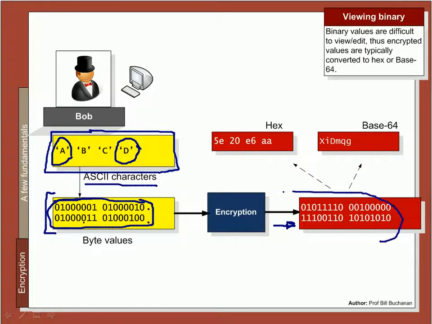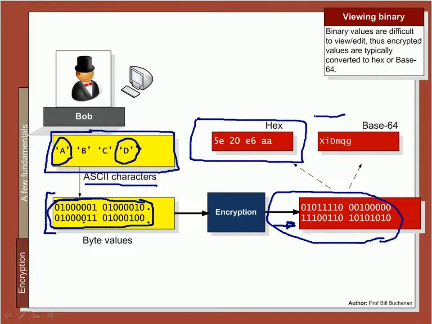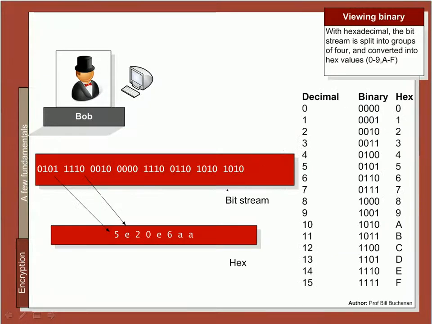It is very difficult for humans to actually be able to view ones and zeros, so we typically view it in terms of either a hexadecimal format or in a base 64 format. Hex is a convenient way for viewing binary. In hex, we take 4 bits at a time and we convert that into a hex character.